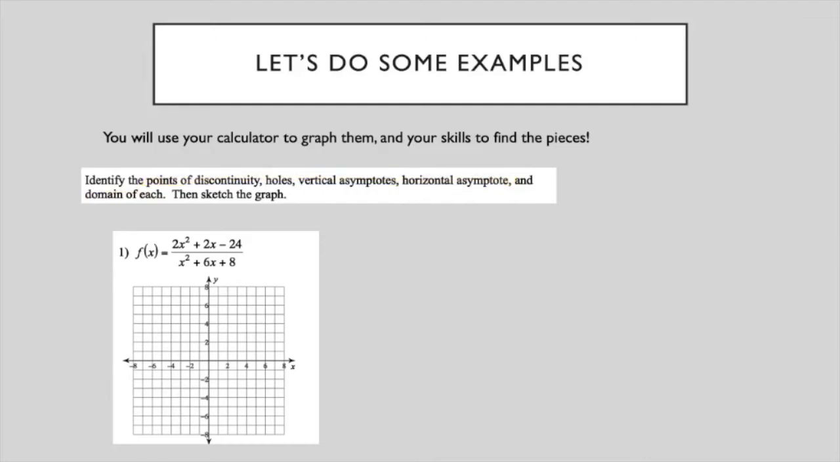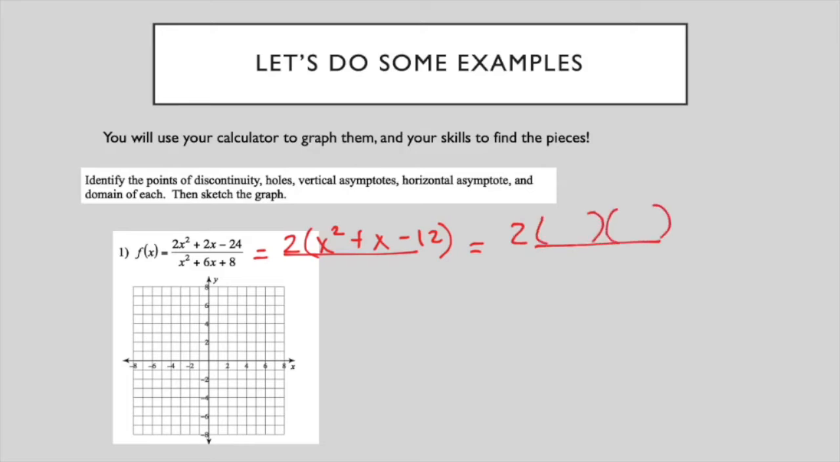So can I factor the numerator? Can I take something out of the top of the numerator? Yeah. You can divide by 2, and I'll have an x squared plus x, minus 12, correct? I can factor again. And then I can factor it, right?